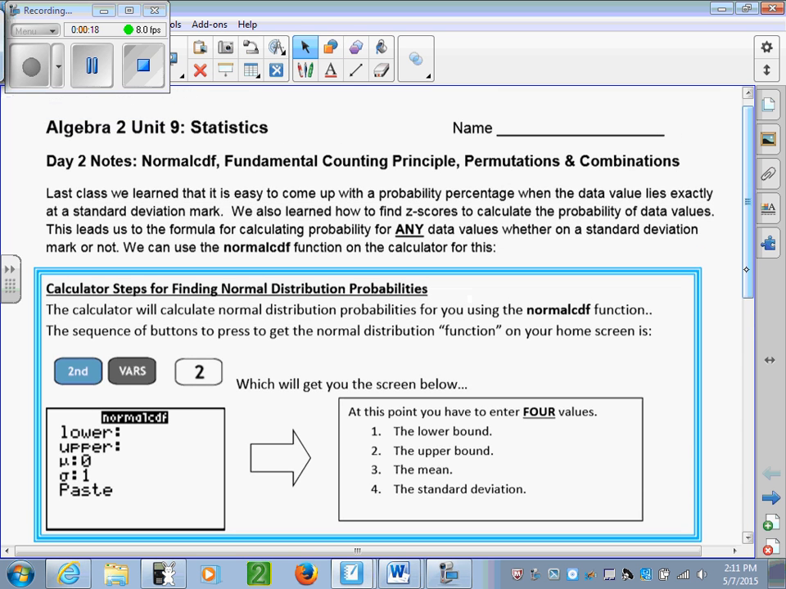Today we're talking about what's called NormalCDF, the fundamental counting principle, permutations, and combinations. Some of you may have heard of some or all of these concepts before in Algebra 1, but likely you probably haven't heard of them too much.